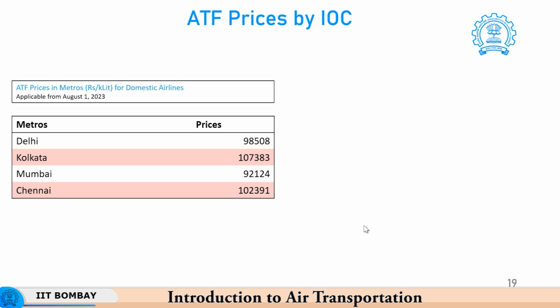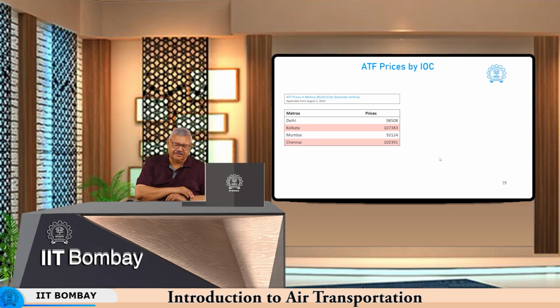So, it is like 98,508 rupees for 1 kiloliter or 1000 liters. So, you could say okay, 98.5 rupees per liter in Delhi. Kolkata is the most expensive, 107 rupees per liter. Mumbai has 92,124 or 92 rupees per liter, which is the cheapest in the country among the 4 metros for ATF or aeroturbine fuel, and Chennai has 102,391 per liter.